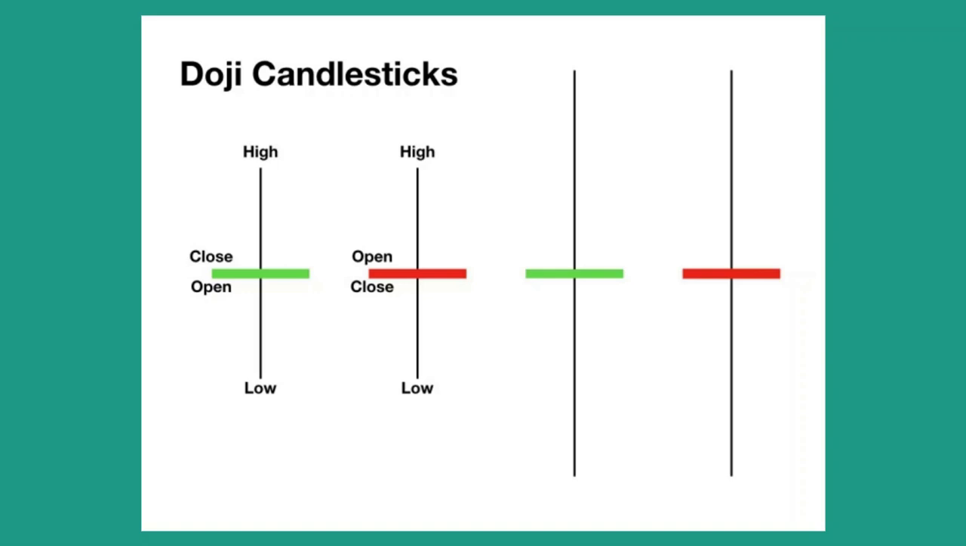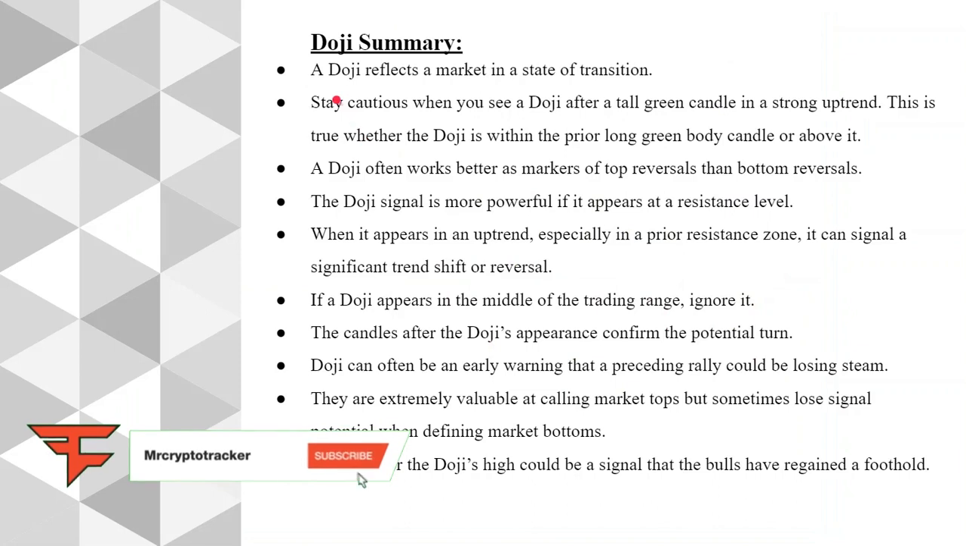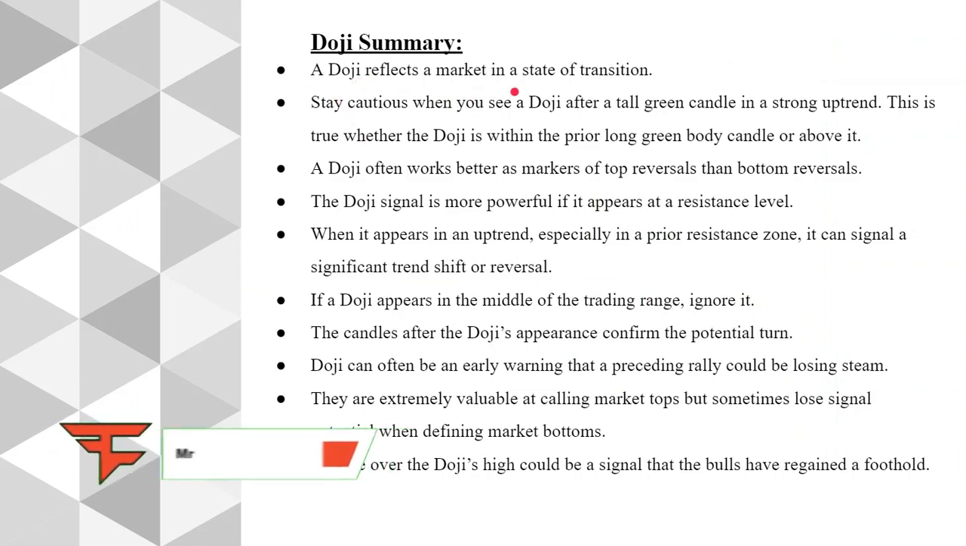A doji's emergence in a downtrend may not signal a bottom. This is a very important point, and I will talk about it more in the coming slides. So let's summarize what we learned about dojis so far. A doji reflects a market in a state of transition or indecision.